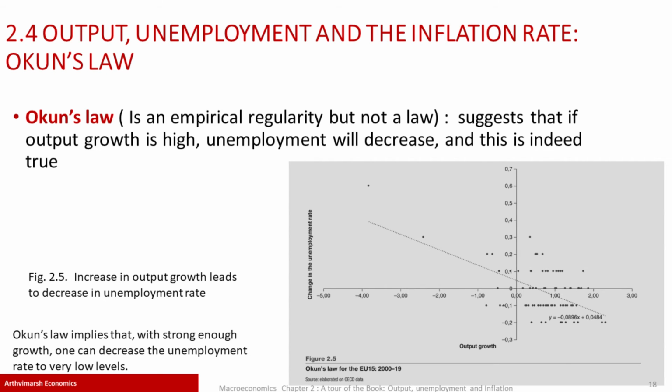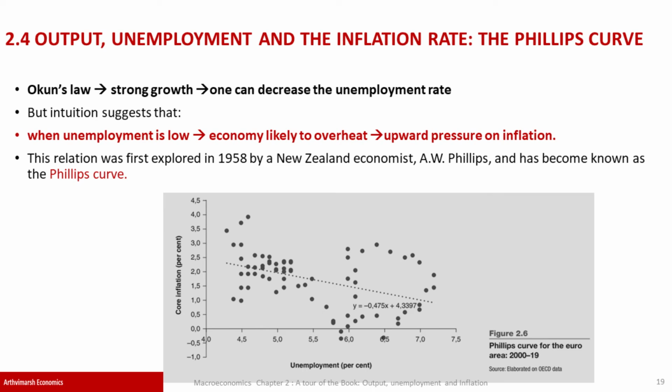Another key concept which relates output, unemployment, and inflation is the Phillips curve. Now, Okun's law was stating that with strong growth one can decrease the unemployment rate, but this intuition suggests that when the unemployment rate is low, the economy is likely to get overheated and there will be an upward pressure on inflation. Why does this happen?